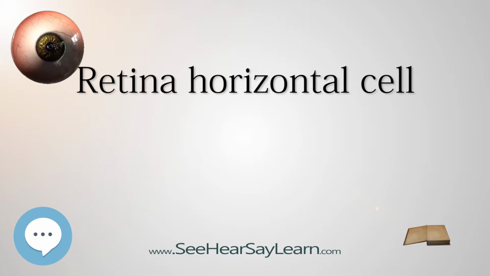Function. Horizontal cells are depolarized by the release of glutamate from photoreceptors, which happens in the absence of light. Depolarization of a horizontal cell causes it to hyperpolarize nearby photoreceptors. Conversely, in the light a photoreceptor releases less glutamate, which hyperpolarizes the horizontal cell, leading to depolarization of nearby photoreceptors. Thus, horizontal cells provide negative feedback to photoreceptors.